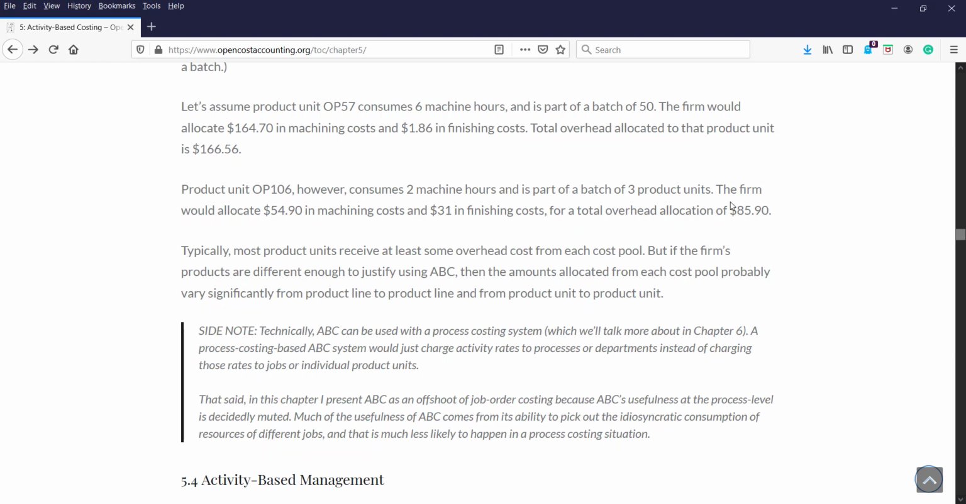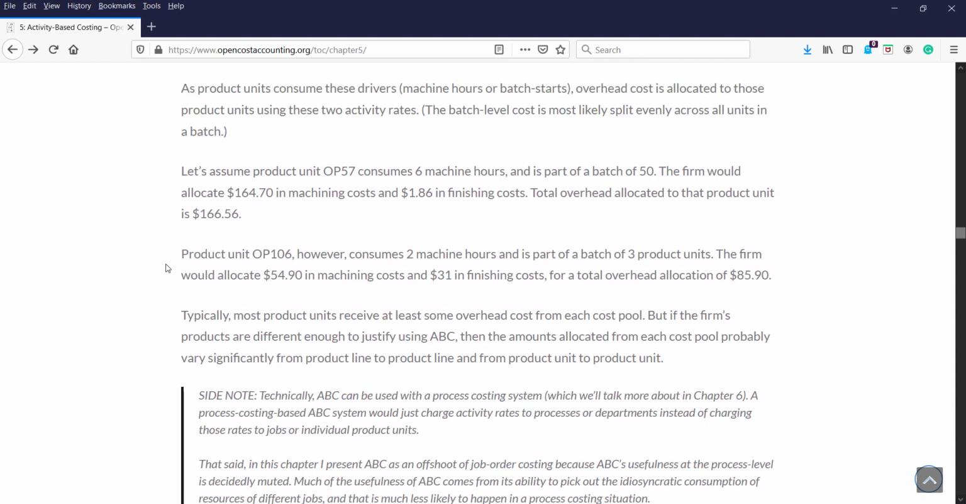And so you end up with the total overhead allocation based on those rates and based on the consumption of each individual product unit. In this case, we're talking about perhaps a job or an order. Remember, this settles nicely into the paradigm from chapter 4 of nameable jobs or numberable orders. And so each job is going to consume a certain number of machine hours and a certain number of batch starts. Each order is going to consume a certain number of those as well. And now we can allocate overhead costs based on that job or order's consumption of our activity drivers.